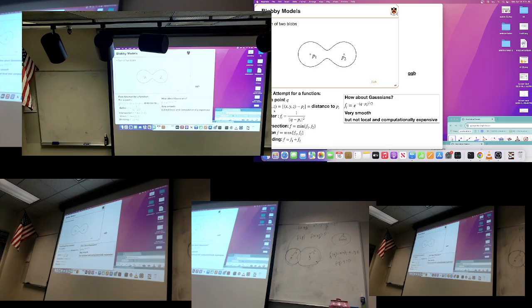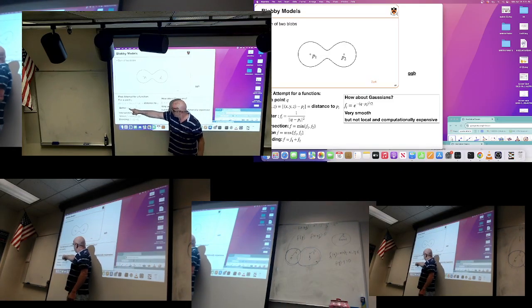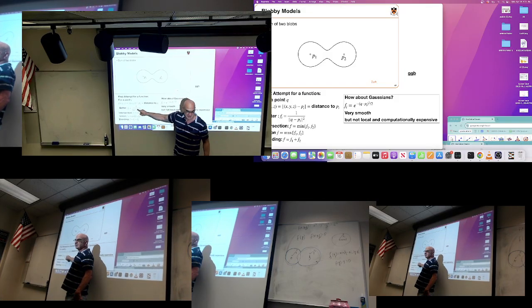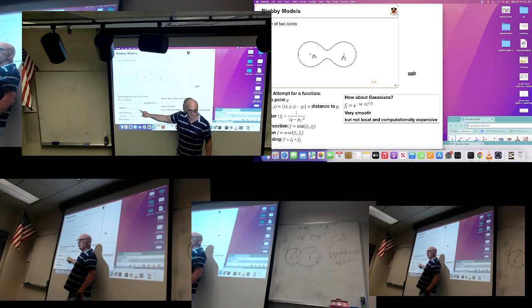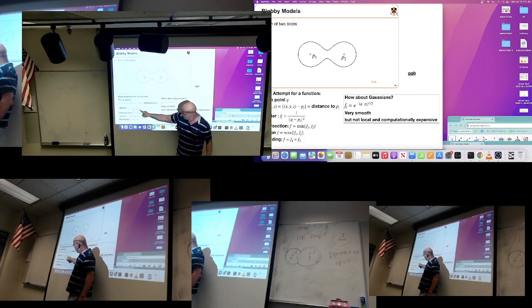So first, I will reverse the function. I will not use a function which increases when I'm going out. I'll use a function where the closer I am, the higher the value. That is, I will not use fi as a distance. I will use fi as 1 over the distance to the point. Why? Because it works, because it looks nice. And even 1 over the distance squared will work even better. I'll have an example coming up that will try to convince you.